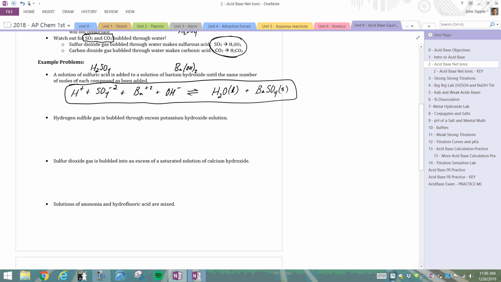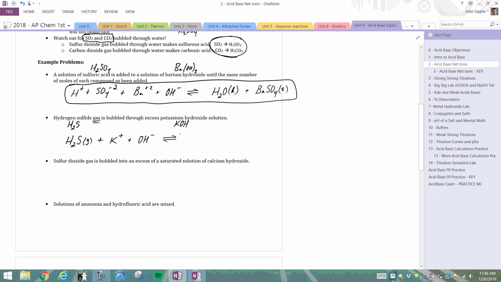On the next one, we have hydrogen sulfide gas. Hydrogen sulfide is H2S, and they're telling us it's a gas. So when we write that in our equation, we write it as H2S gas. It's a weak acid, so we would write it together anyway. It's bubbled through excess potassium hydroxide solution. Potassium hydroxide is KOH, a group 1 hydroxide, so we would write that as K plus and OH minus.